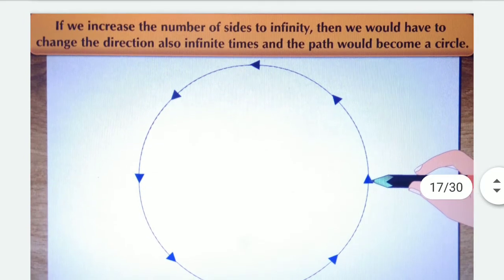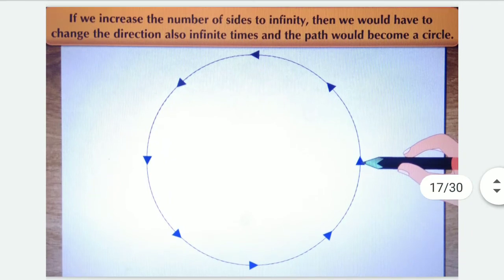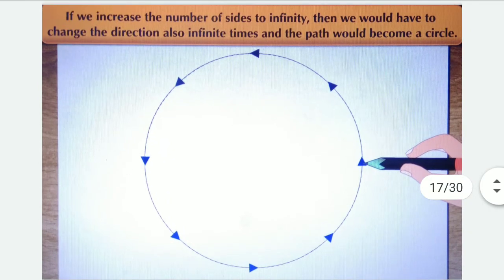See here. If we increase the number of sides to infinity, then we would have to change the direction infinite times, and the path would become a circle as shown in this slide.